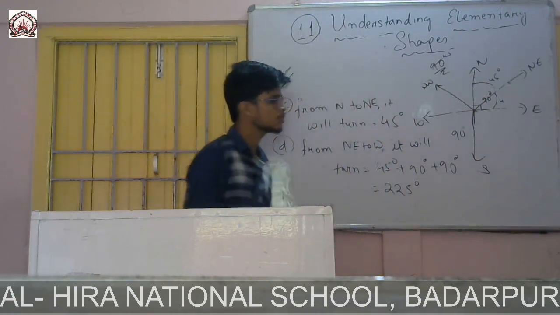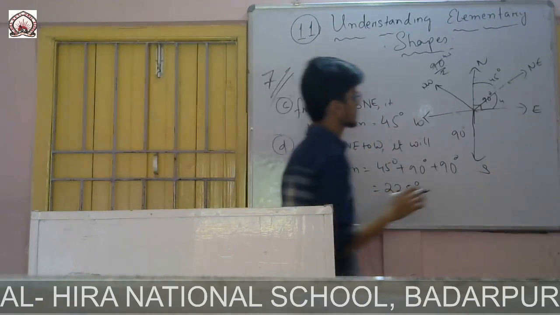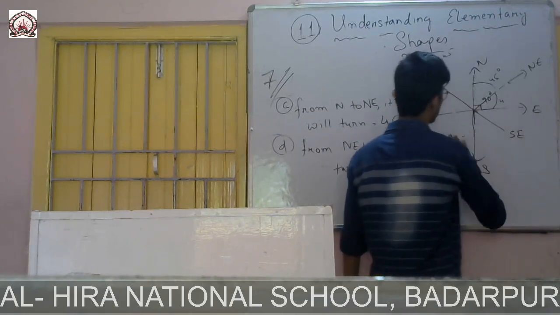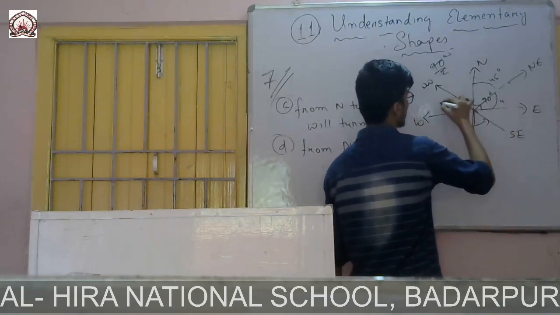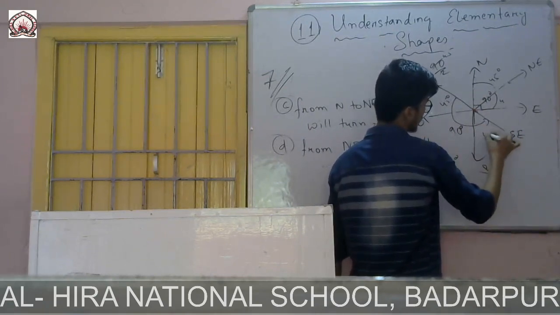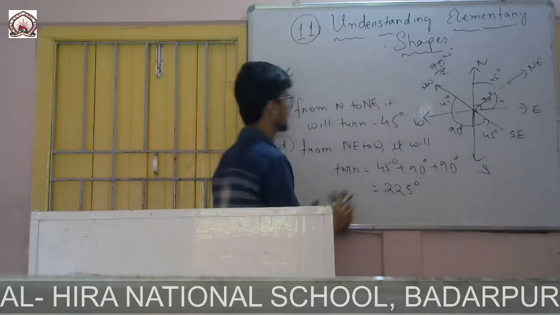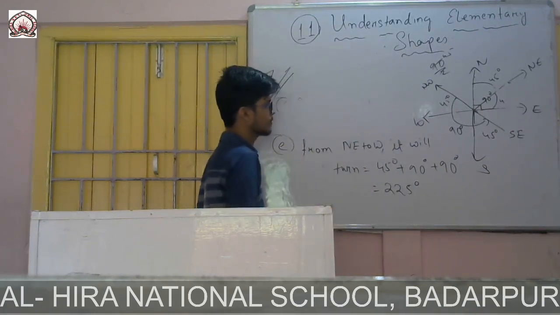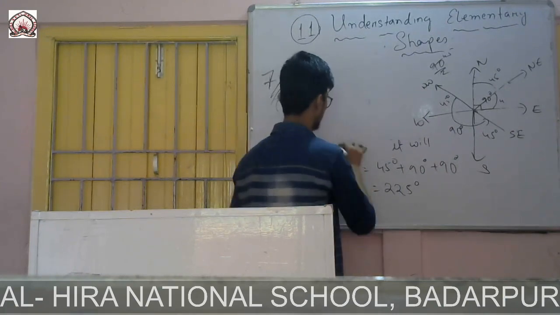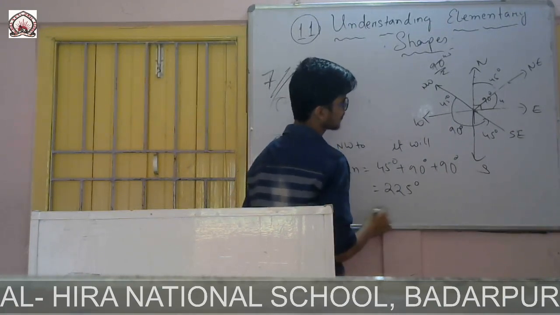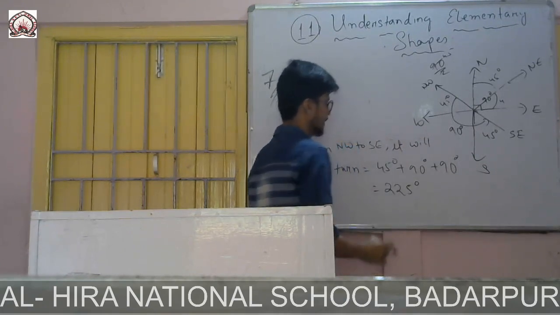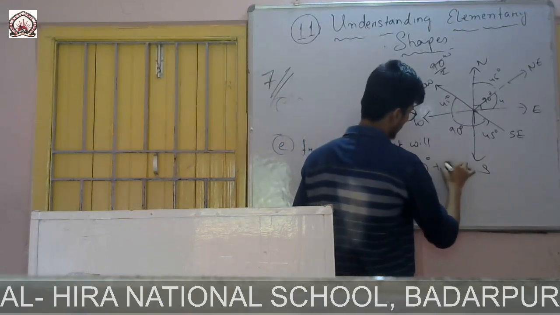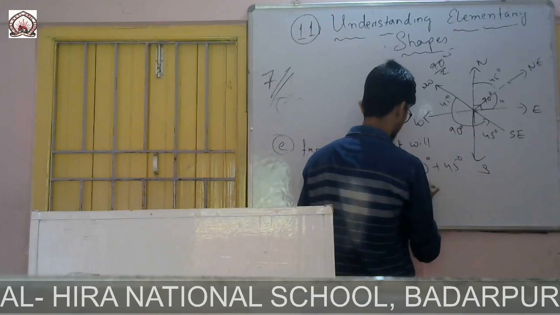So from northwest to southeast, in between east and south, it is southeast. So it will turn from here to here. So it is 45, this one it is 90, this one it is 45, that means 45 plus 90 plus 45. So option number E, from northwest to southeast, it will turn 45 plus 90 plus 45, which is equal to 180 degrees.